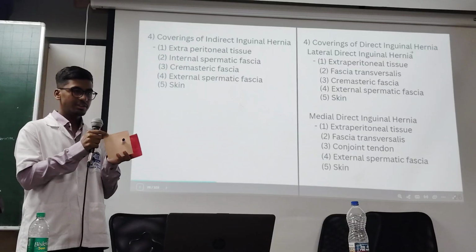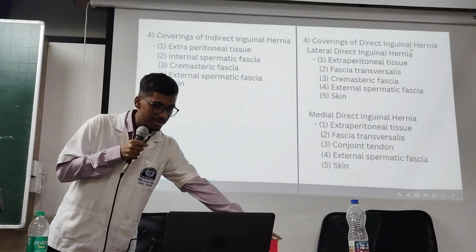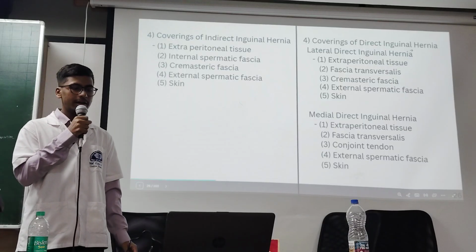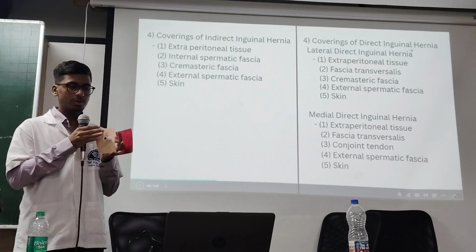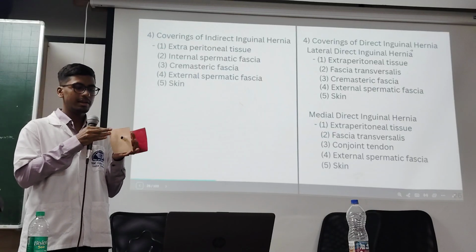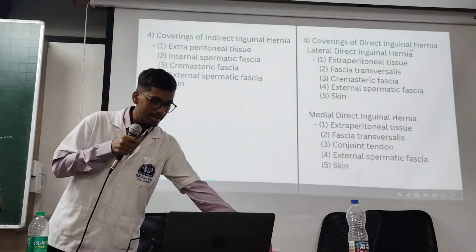extraperitoneal tissue, fascia transversalis, cremasteric fascia, external spermatic fascia, and the skin. And the medial direct inguinal hernia coverings are extraperitoneal tissue, fascia transversalis, conjoint tendon, external spermatic fascia, and the skin.